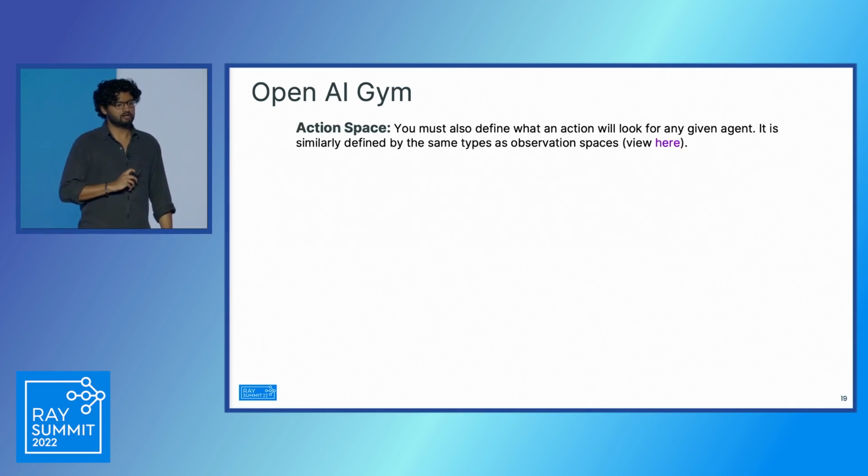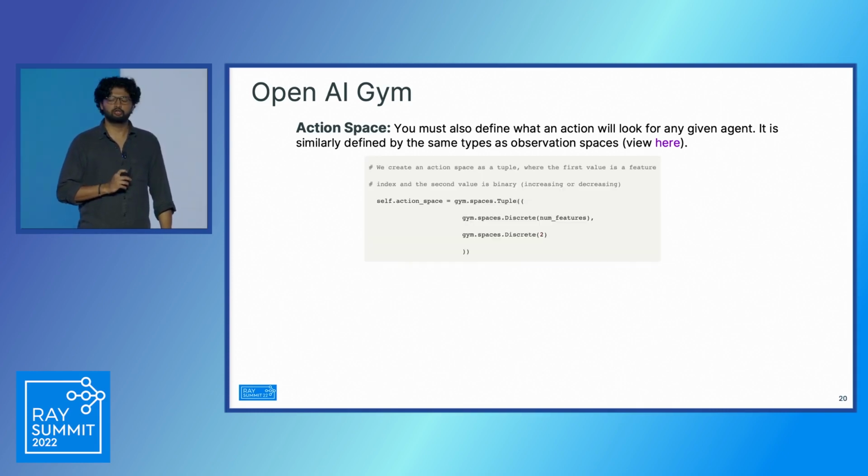Next, we can define our action space. For our action space, we utilize 2 different data types. We utilize the tuple to combine 2 discrete actions. The first part of our action will define which feature index we want to move along. For example, we select 0, 1, or 2, which is the index for credit score, income, or education. The second part is simply binary: do we want to increase along that axis or decrease along that axis?